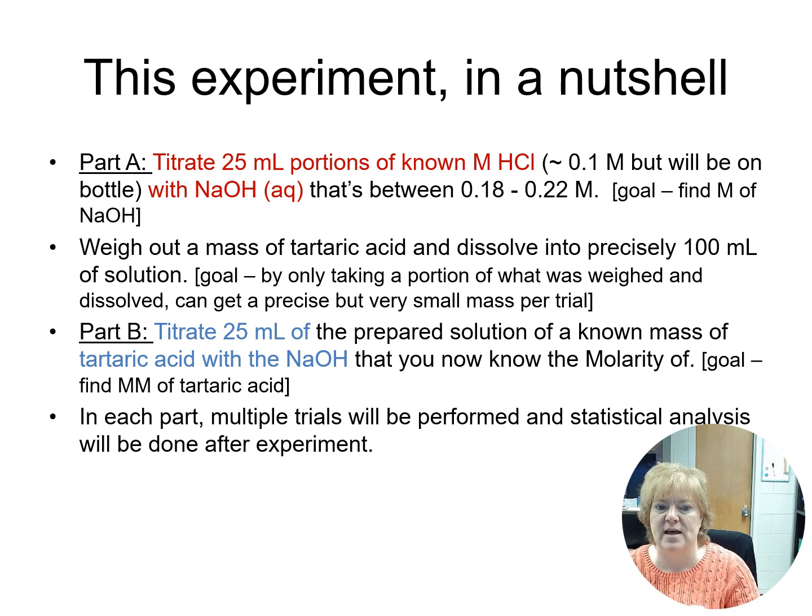And so we're going to do that. But the problem is, when I go to do my calculations, I can't use what I actually weighed out. I have to remember that I proportioned it by only taking some of it after I diluted it. So you're going to weigh out a mass of tartaric acid, dissolve it into 100 milliliters, and it has to be precise, so we have to use a volumetric flask.